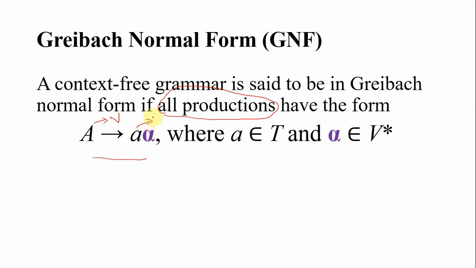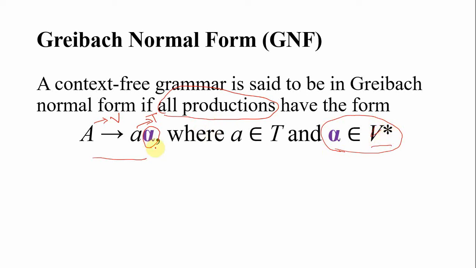A, no confusion, it is going to be from the set of terminals. But alpha, if you look at the property of alpha, it is a bit different, right? Alpha is going to be 0 or more variables alone. V star, what is star? 0 or more occurrences of what? V. What is V? Set of variables, right?